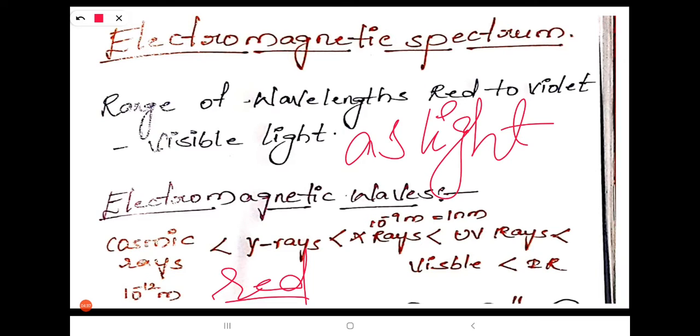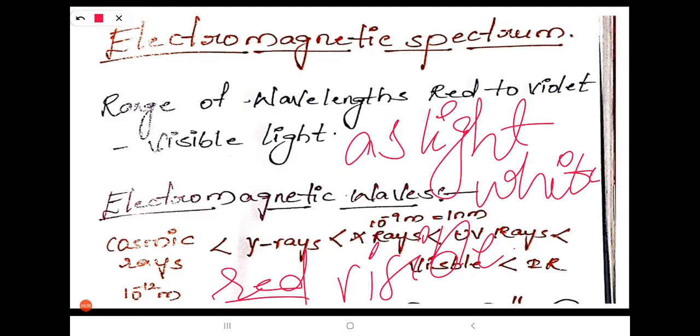Finally, it may even change into white. When it changes into white color, that means all visible wavelengths are present. If the temperature is high enough, the iron rod changes into white color. White light consists of 7 colors.